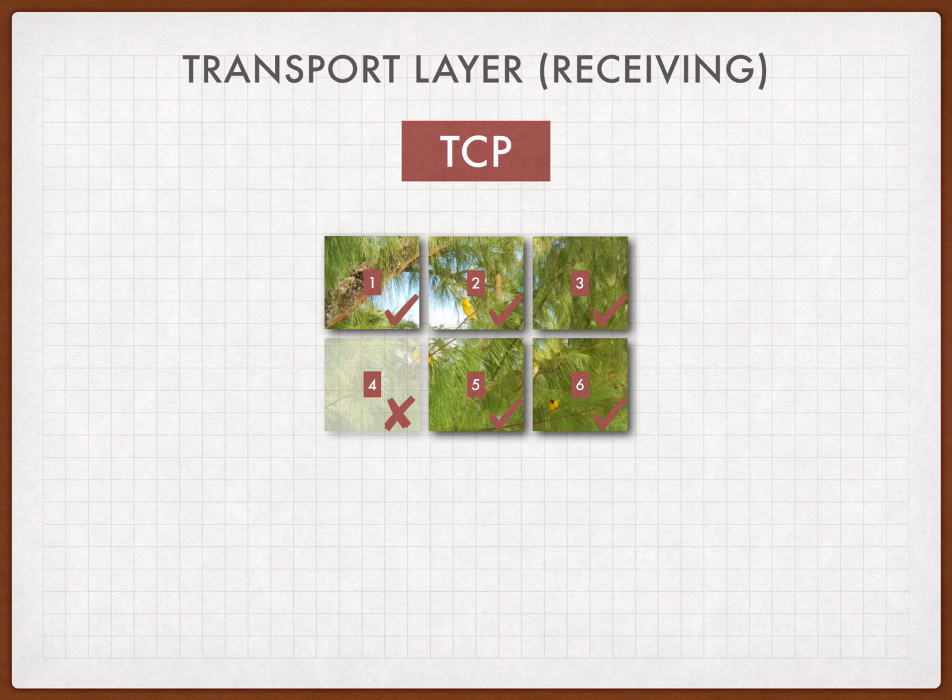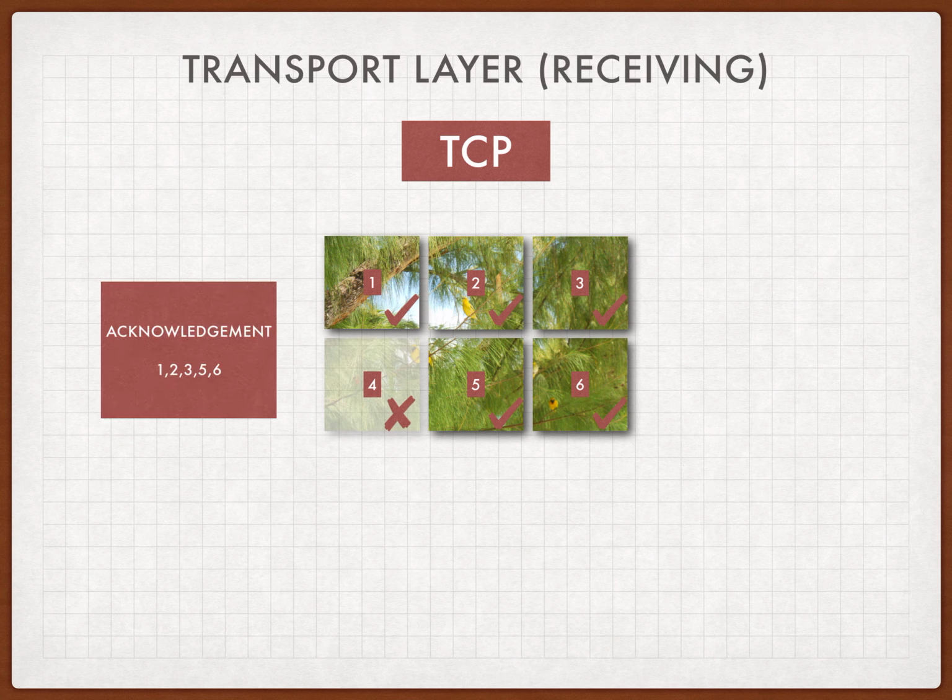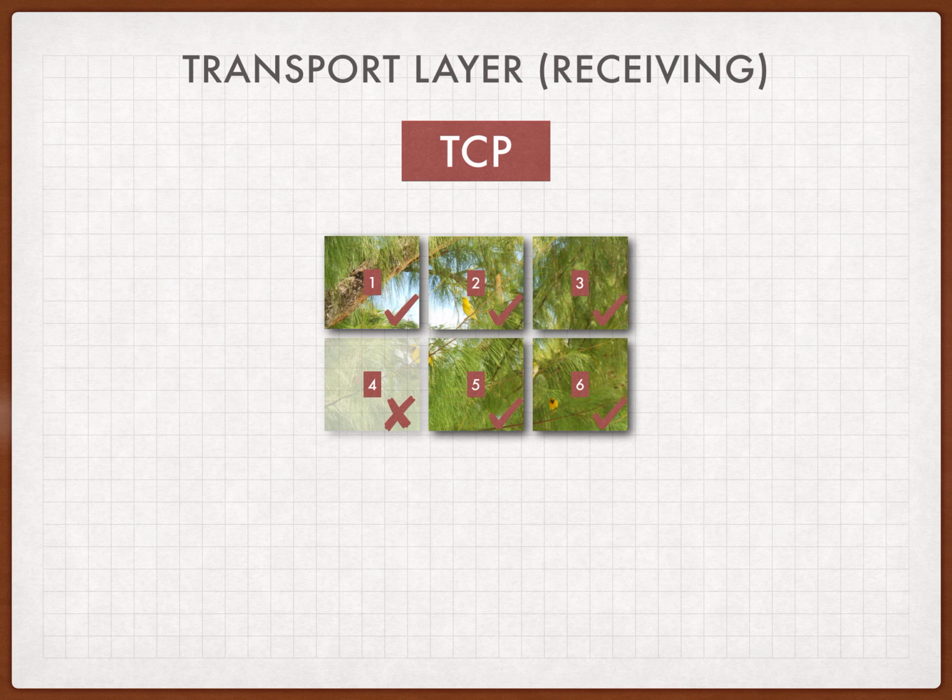To get around this, what happens is the TCP protocol will generate something called an acknowledgement. This acknowledgement is a way of sending a message back to the initial sending machine and saying thank you for sending me packets 1, 2, 3, 5 and 6. I've got them. That acknowledgement is then sent back to the sending device.